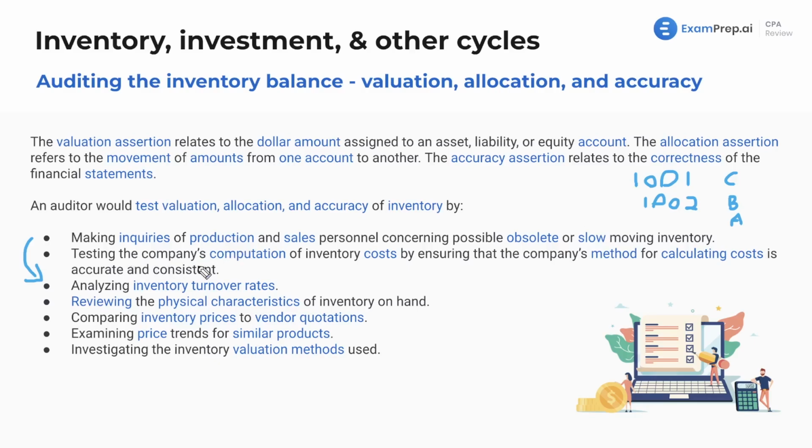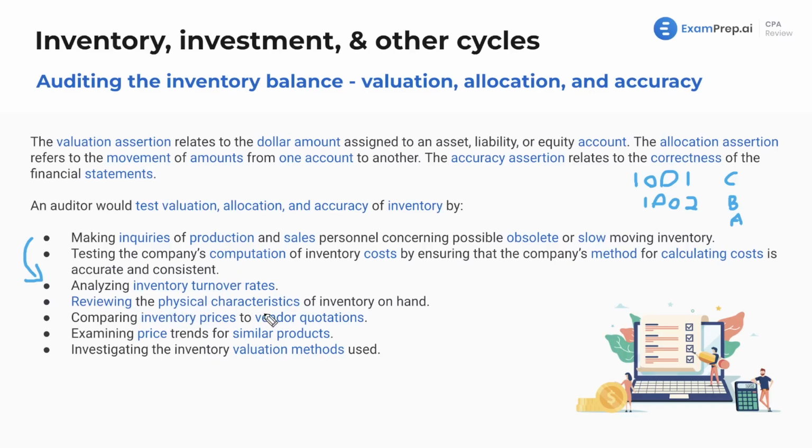We could test the company's computation of inventory costs by ensuring that the company's method for calculating costs is accurate and consistent. That's obviously great. Making sure that we do a little test of controls where we're going in and seeing, okay, can we properly compute and how do they actually get the dollar amount of their inventory?